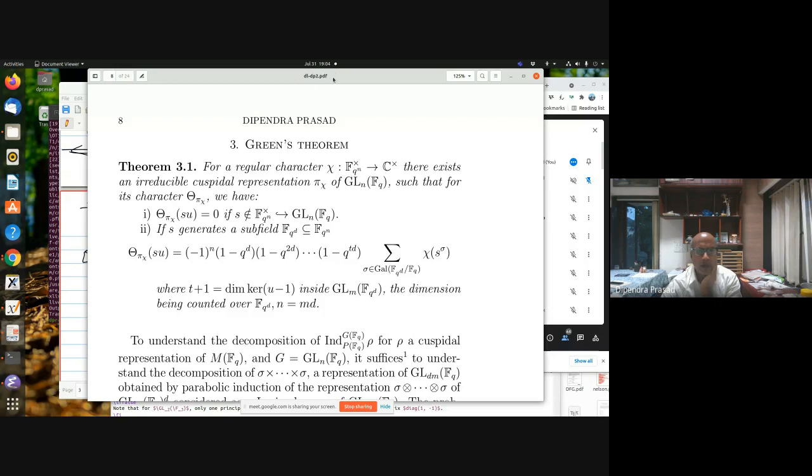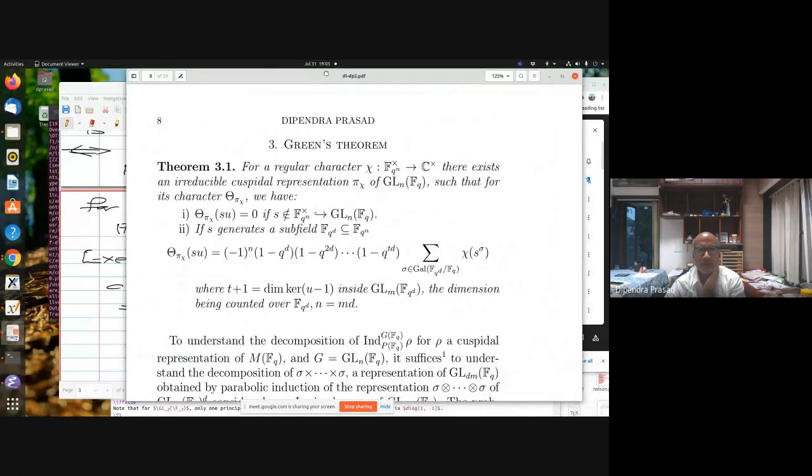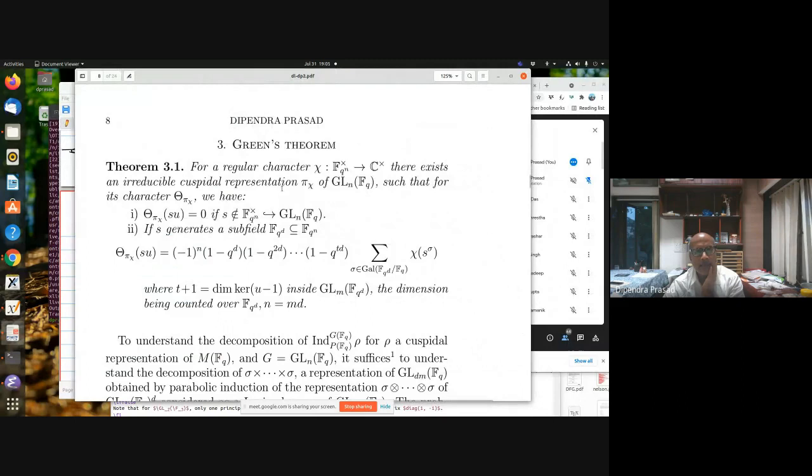Okay, so this is the theorem. I guess I have stated it only in one direction. To a regular character there exists an irreducible cuspidal representation, and all the irreducible cuspidal representations arise in this way. Somehow, the way I have written it, it seems to have been missed out that all the cuspidal representations arise in this way. And pi_chi1 is isomorphic to pi_chi2 if and only if chi1 and chi2 are Galois conjugate.